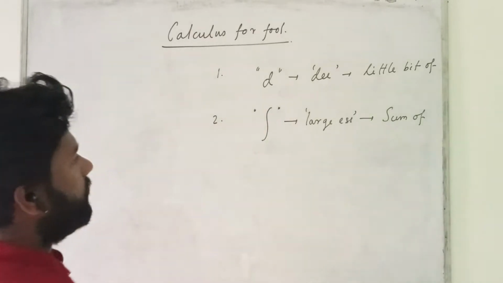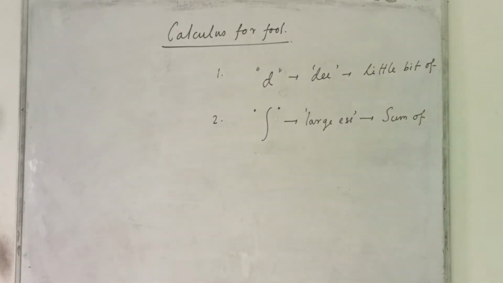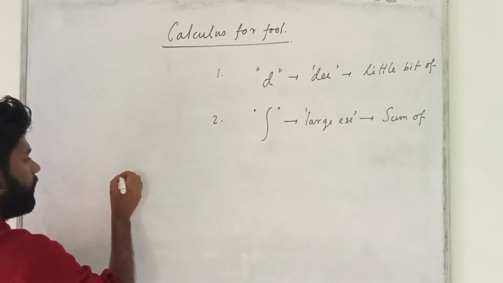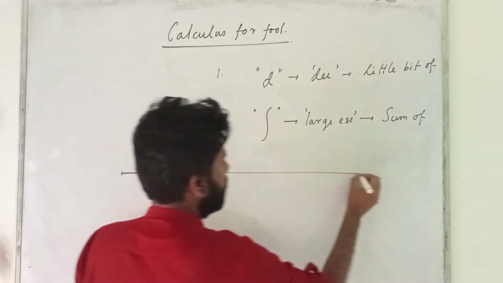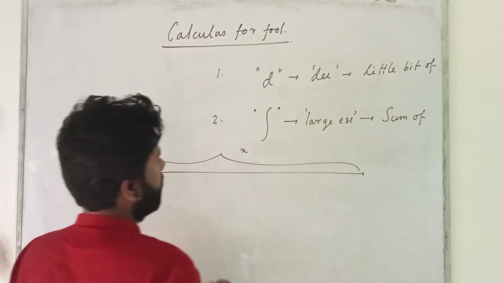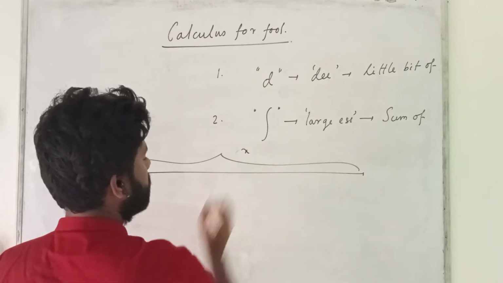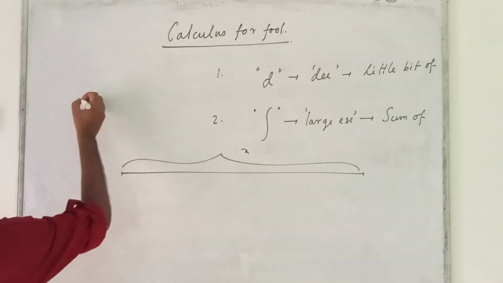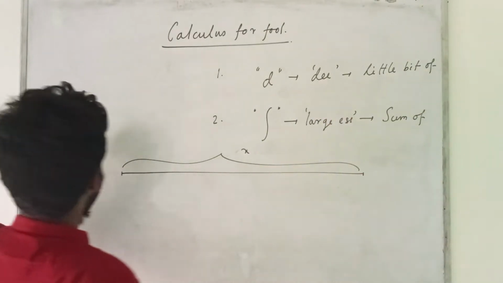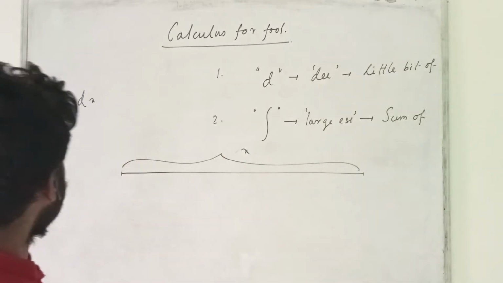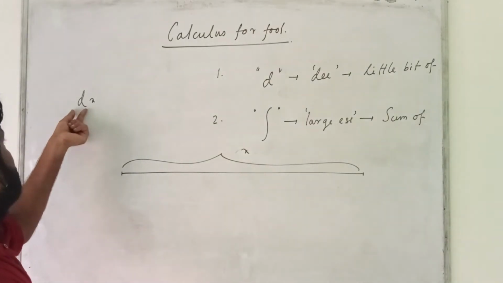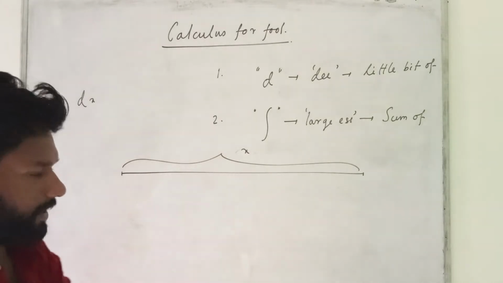Okay, so let's think what this actually is. If you have a straight line with the length x, what is actually dx? d means little bit of. So dx means a little bit of x.